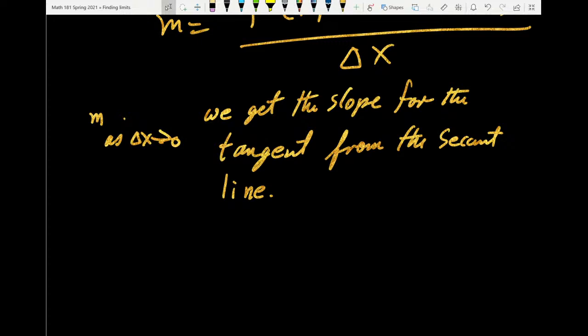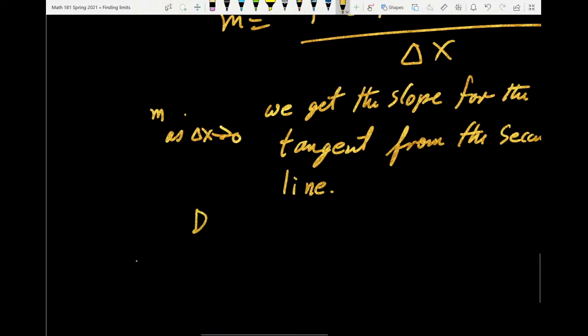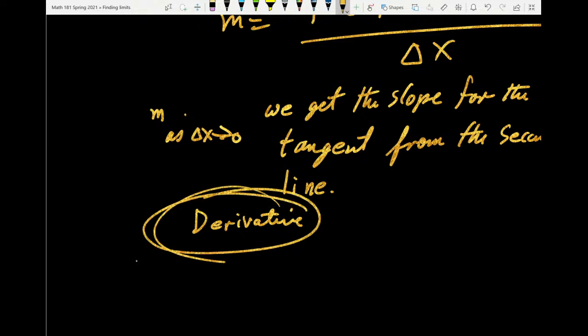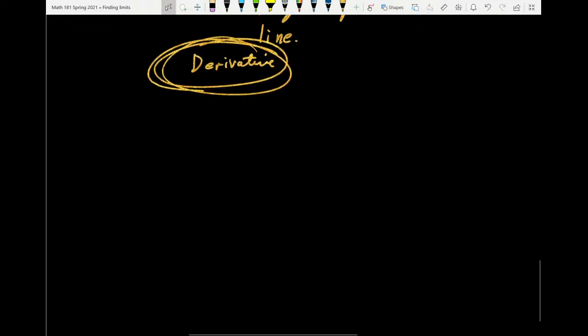And that's basically what we call a derivative. That's what we'll be looking at over and over again. And you have seen this. It's called the quotient formula in your pre-calculus.